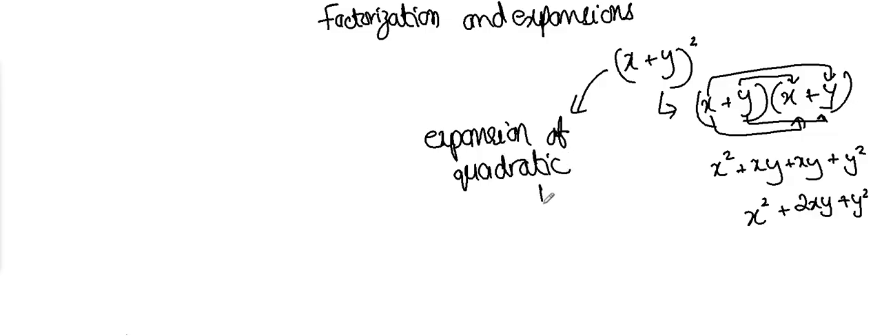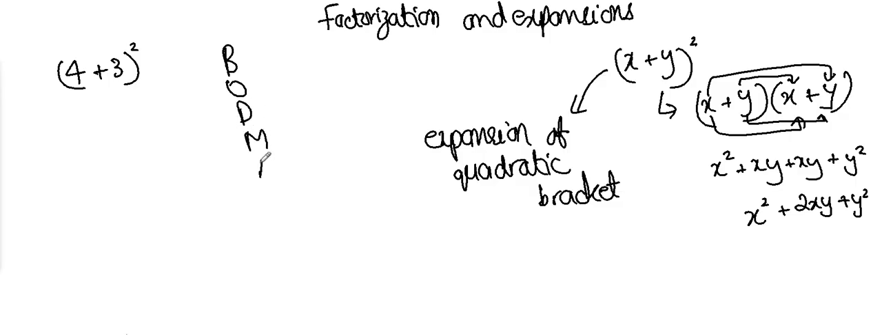Now, what do I mean by that? Now, imagine that we have an expression in the form of 4 plus 3 whole squared. Now, this can be done in two ways. Firstly, if we follow the BODMAS rule of brackets, order, division, multiplication, addition, and subtraction, we know that if we solve the bracket first, we must be solving this as 7 squared equals 49, right? But if we solve this individually, we can also write this as 4 plus 3 multiplied by 4 plus 3.